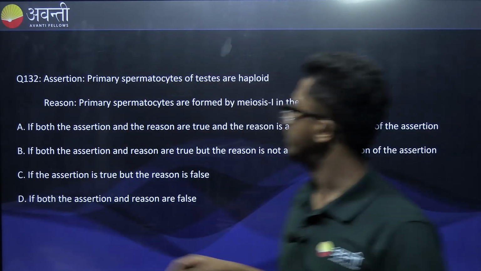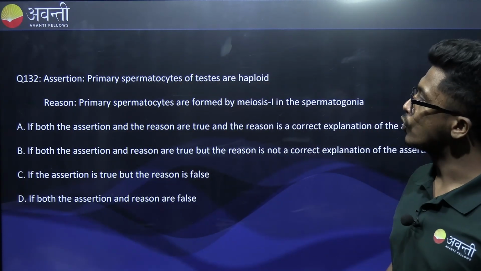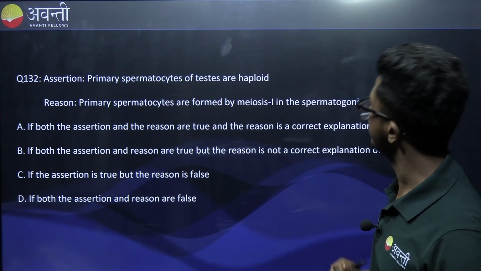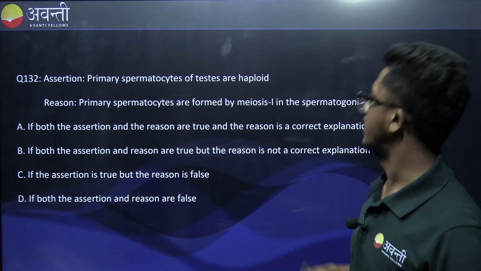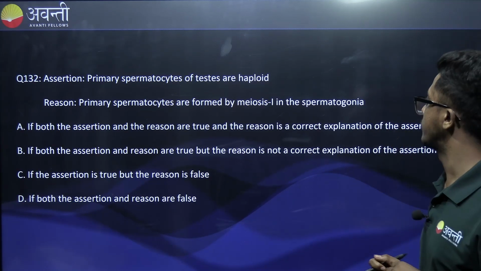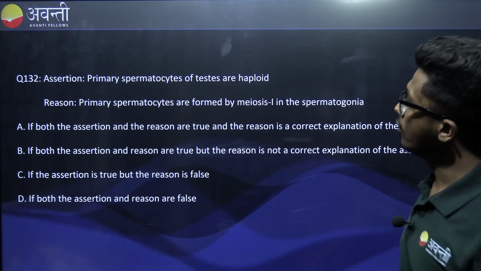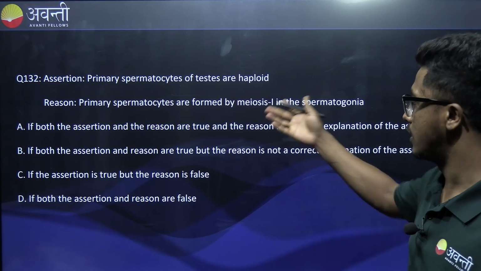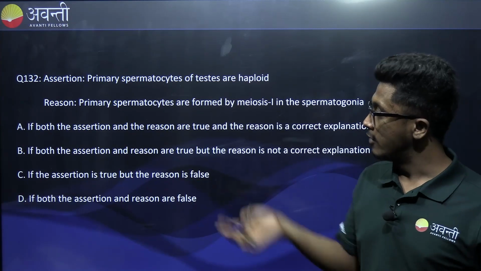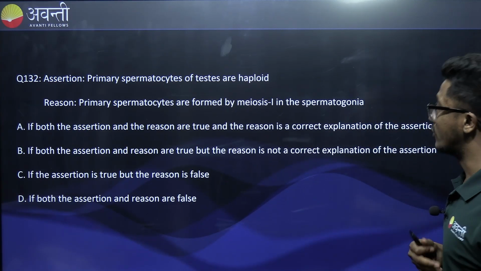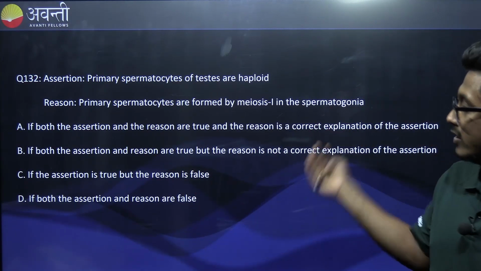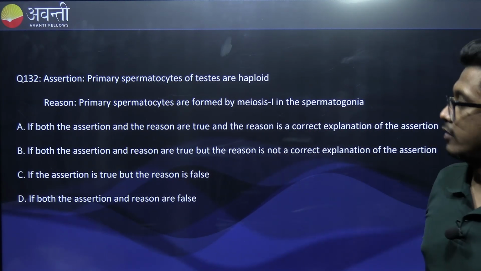Okay. Next one. We have question number 132. Here we have an assertion: primary spermatocytes of testis are haploid. Next, we have the reason: primary spermatocytes are formed by meiosis 1 in the spermatogonia. So the options are: both assertion and reason are true, and reason is the correct explanation for assertion; both are true, but reason is not the correct explanation for assertion; assertion is true, but the reason is false; both assertion and reason are false.